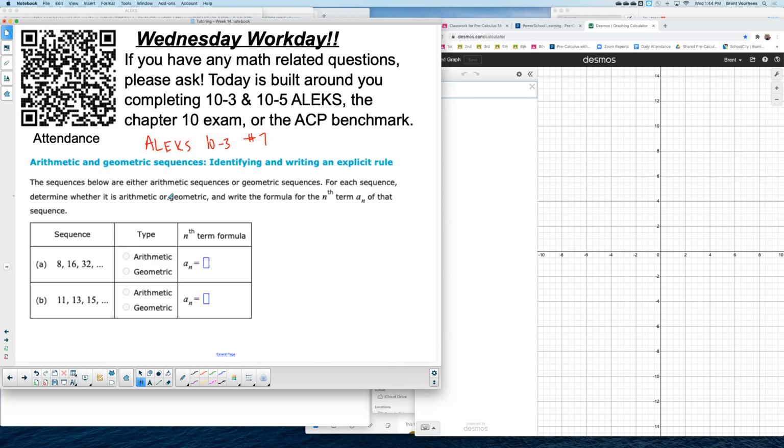The sequences below are either arithmetic sequences or geometric sequences. For each sequence, determine whether it is arithmetic or geometric and write the formula for the nth term, a sub n, of that sequence. And just before we begin here, let me remind you where these formulas come from.